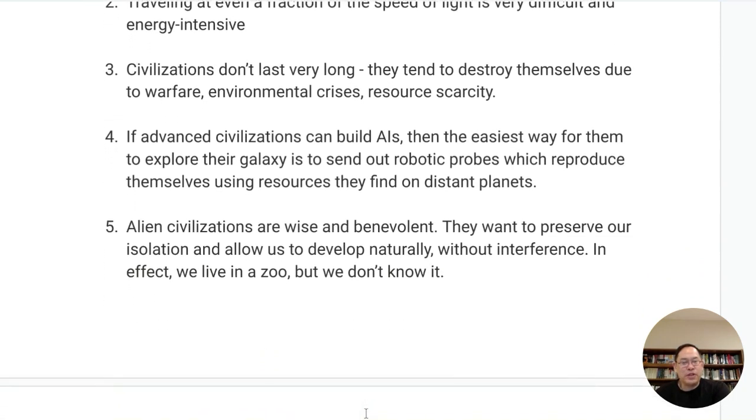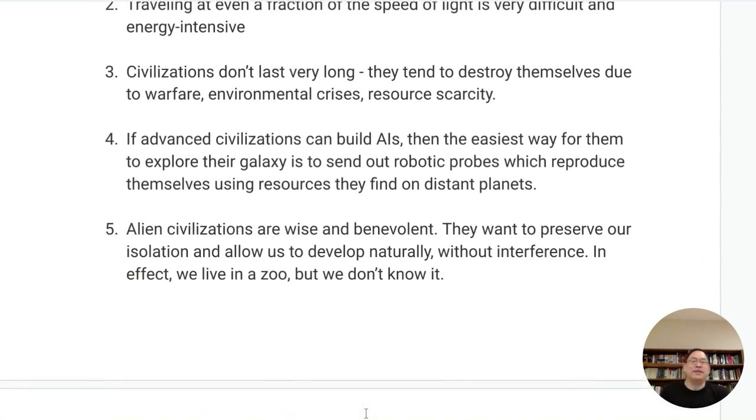This one I mentioned already. So if advanced civilizations can build AIs, then the easiest way for them to explore the galaxy is to just send out robotic probes, because after all, eventually you can miniaturize these AIs till they're quite small. And also, ideally, you have self-reproducing robots that could land on a planet, mine that planet for fuel and resources, build a factory, build copies of themselves, and then send out lots of other robots on spaceships.